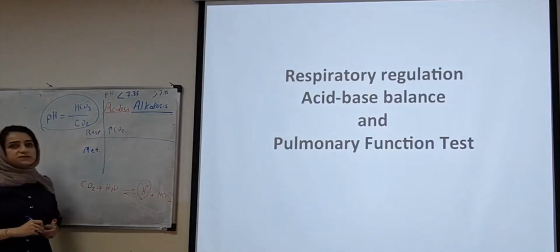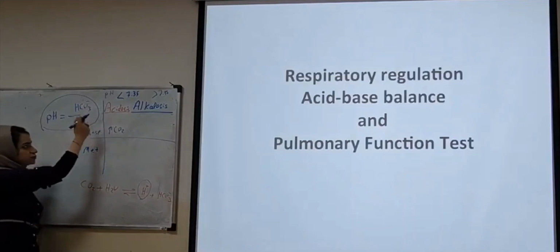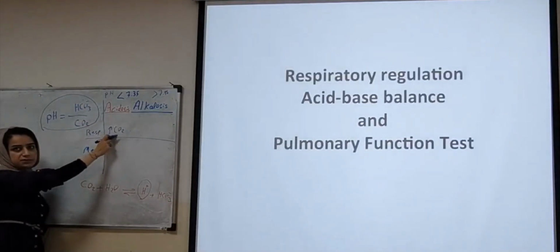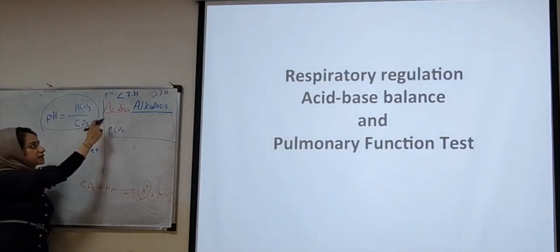If it is more than 7.45, this is alkalosis. And how do you know if it is respiratory or metabolic? We will look at the level of these two. We will look at the CO2, for example. If the CO2 is increased, this means it is respiratory acidosis.